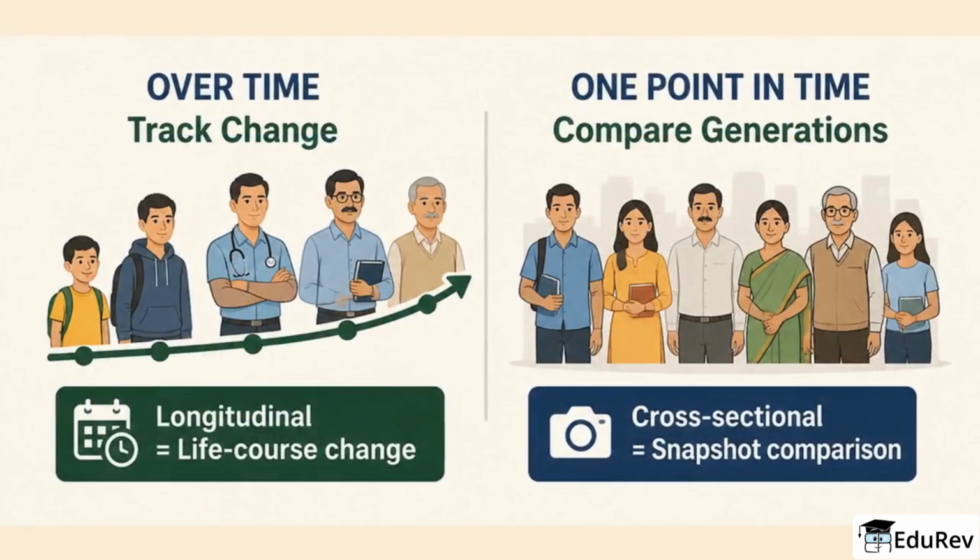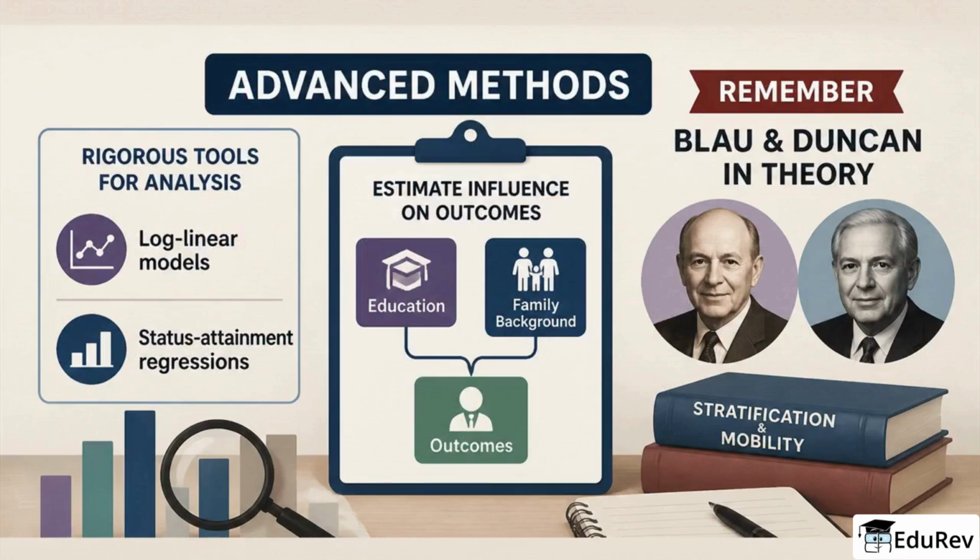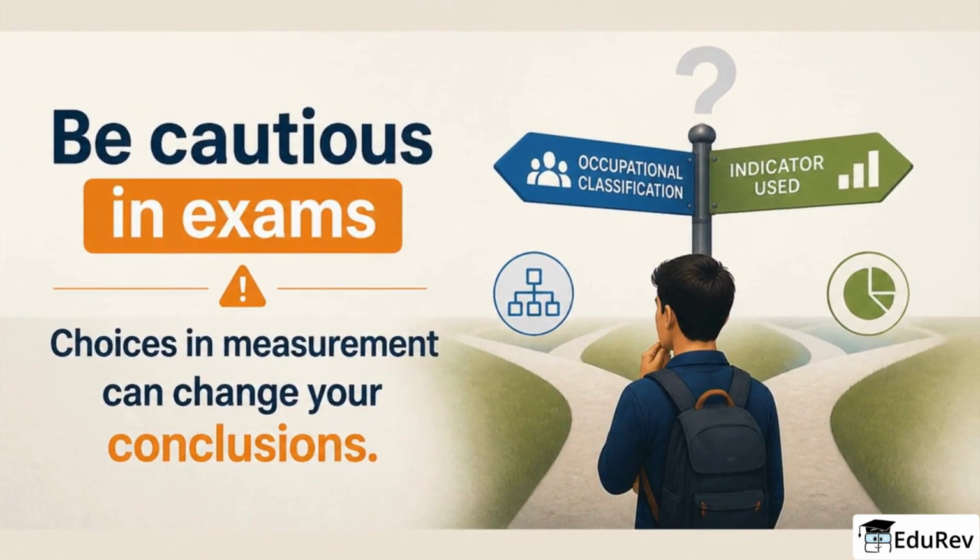Methods matter. Longitudinal panels capture life course change, whereas cross-sectional studies give a snapshot for intergenerational comparisons. Advanced techniques like log linear models and status attainment regressions help estimate how much education and family background shape outcomes. Remember Blau and Duncan when you discuss theory. But be cautious in exams. Measurement choices like which occupational classification or which indicator you use can change your conclusions.